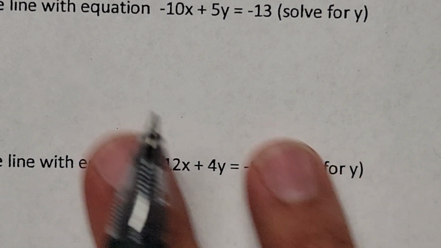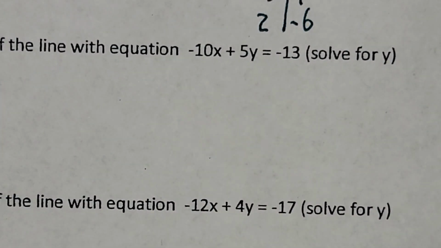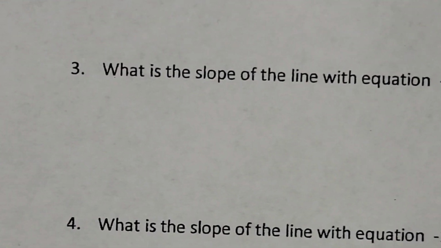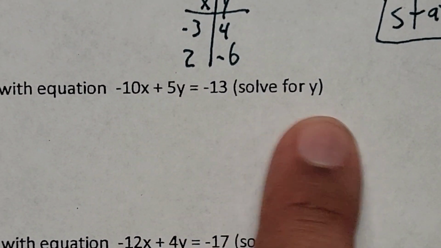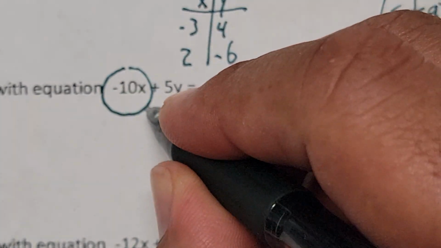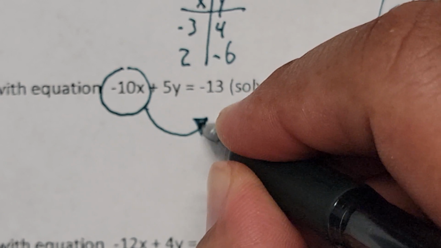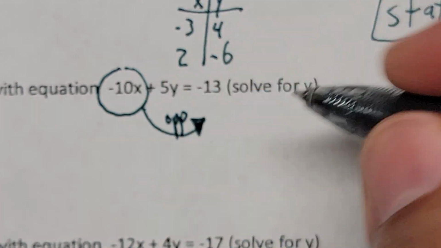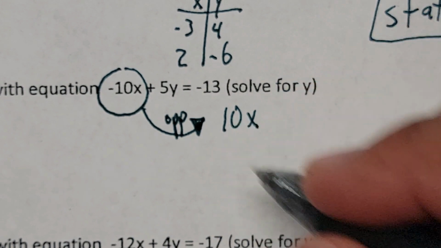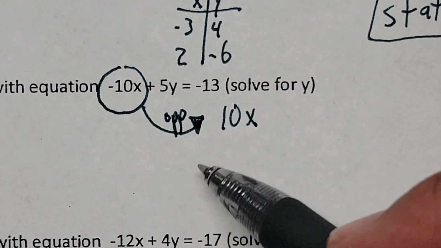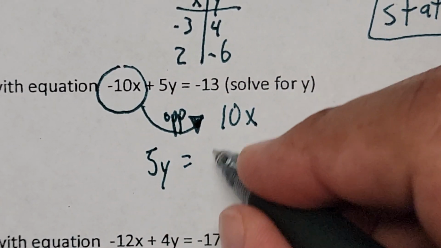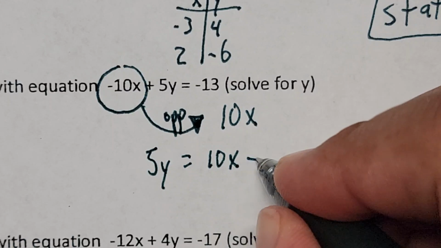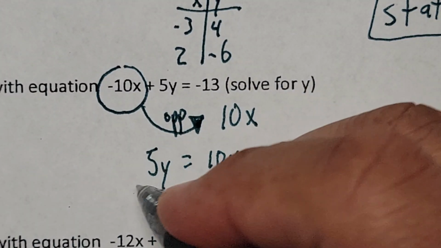All right. So right here, next we have get the slope of this equation. So we need to leave the y by itself, solve for y. So remember this number, the x number, it's going to move over. Then it's going to become opposite. So vas a mover la x y se va a cambiar opósito. Now let's line it up. 5y equals 10x minus 13. Then we divide.